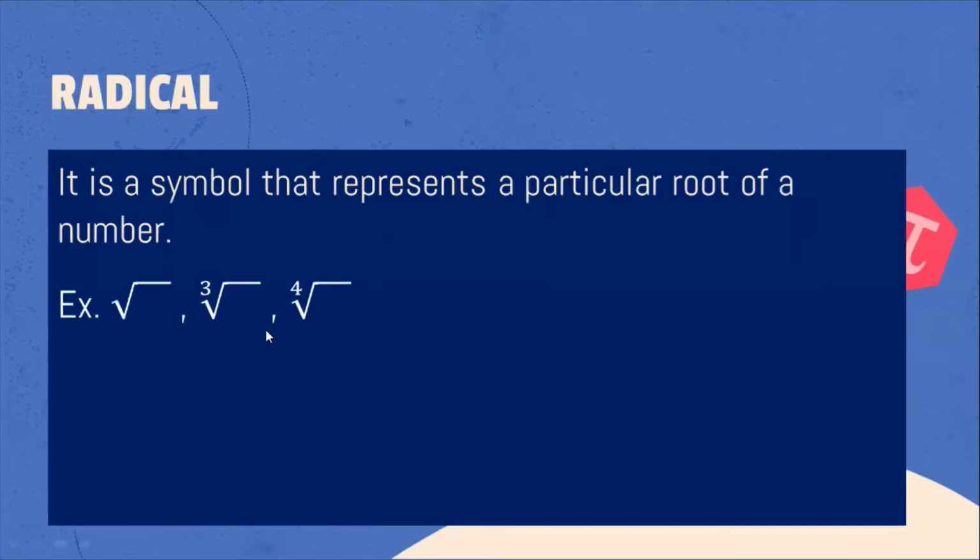What is a radical? A radical is a symbol that represents a particular root of a number, such as square root, cube root, fourth root, etc. These are the examples: square root, cube root, and fourth root.